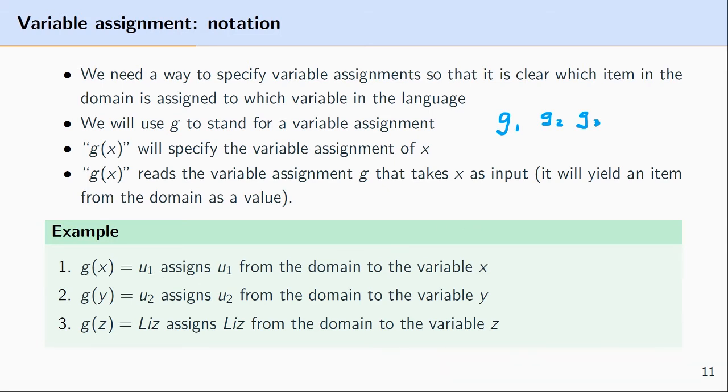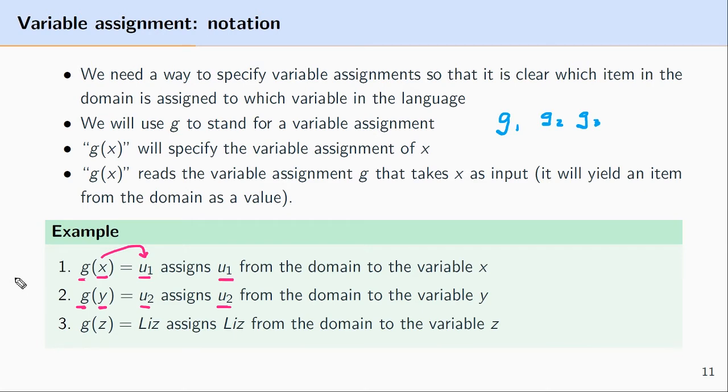So let's look at some specific examples here. In the first example at the bottom, the variable assignment g takes a variable x and assigns it, that is, the referent of x is u sub 1. So it takes u sub 1 from the domain and assigns it to the variable x. Let's look at the same variable assignment, but here it's taking y as an input and determining its referent. And it says y refers to u sub 2. So this is just some item from the domain.